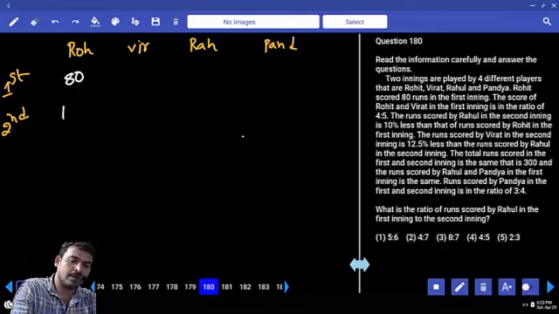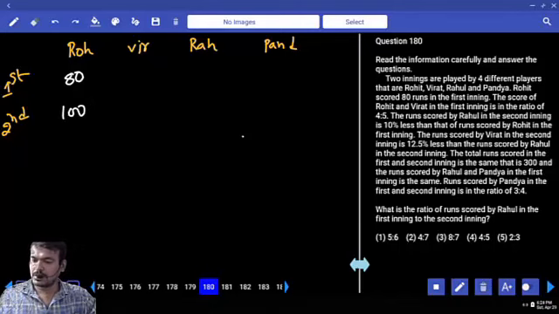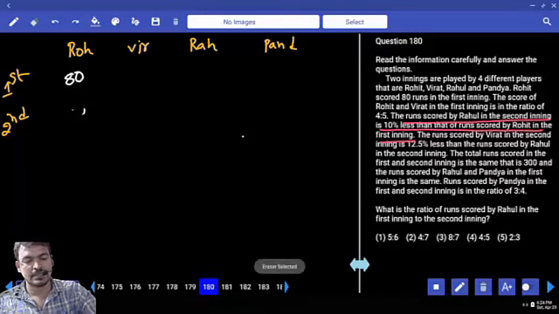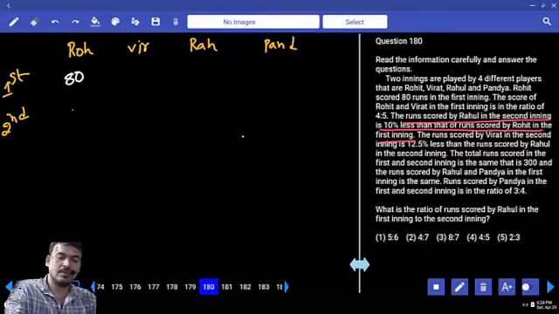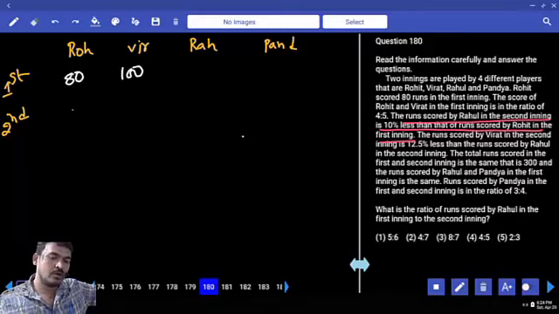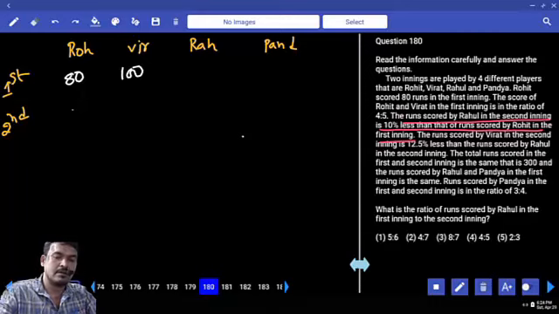Means 4 parts are 80, 5 parts are 100. For the next point, the runs scored by Rahul in the second innings is 10% less than the runs scored by Rohit in the first innings. For Rohit in first innings, 80. Virat, first innings or second innings? First innings, means it is 100. Rohit and Virat 4:5. 10% less means, what is 10% of 80? 8. 80 minus 8, 72.